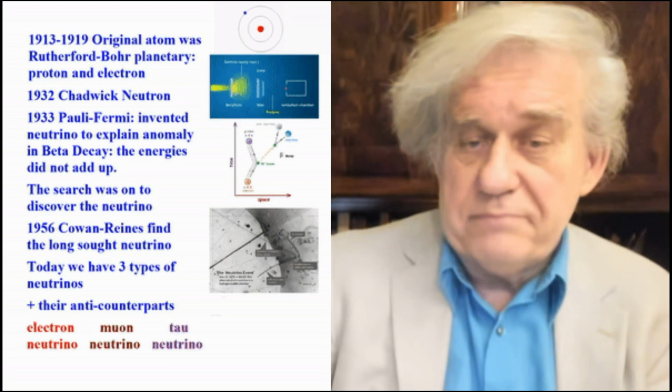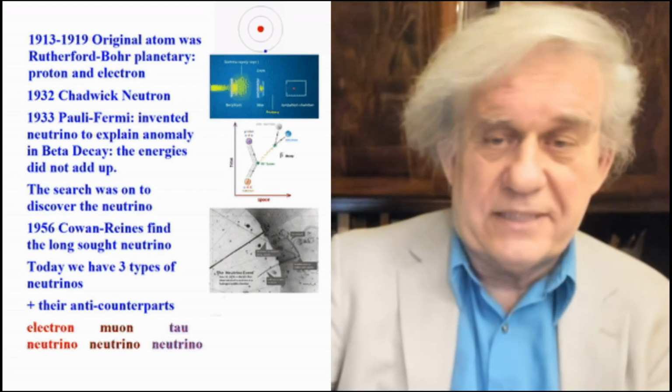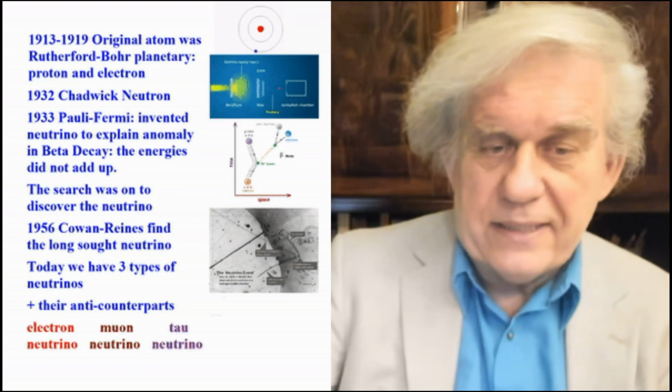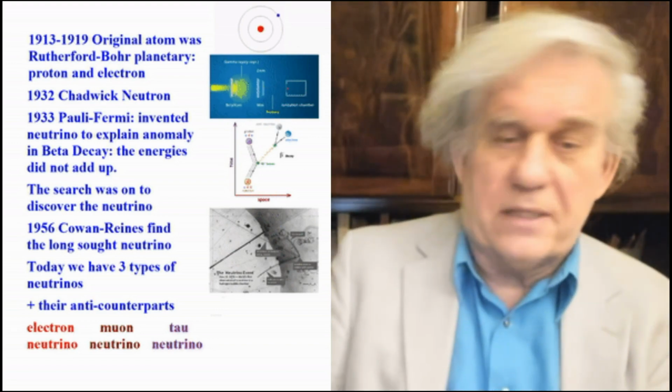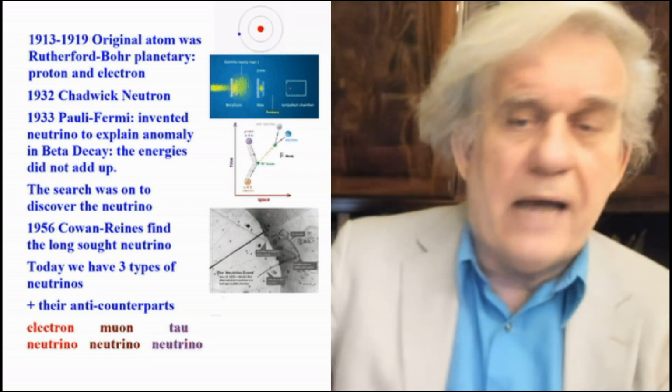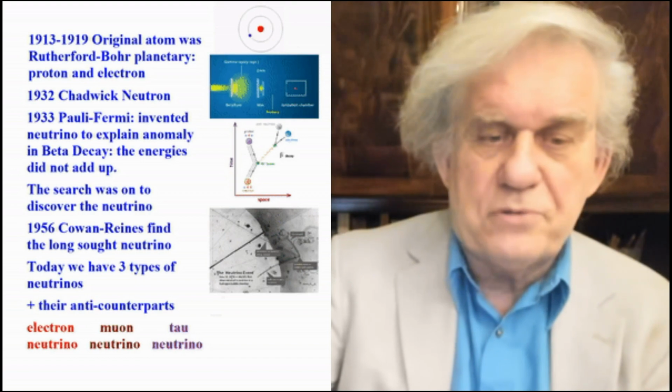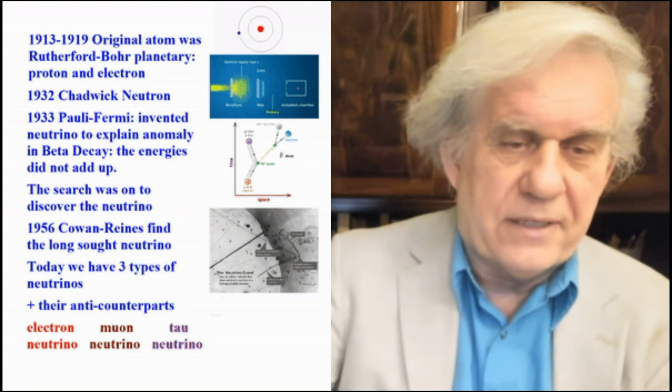So they discovered it eventually. They've proven the existence of the neutrino. And they eventually ended up with all these neutrinos: the electron neutrino, the muon neutrino, and the tau neutrino. So they have all these different types of neutrinos, different flavors or whatever you want to call them.